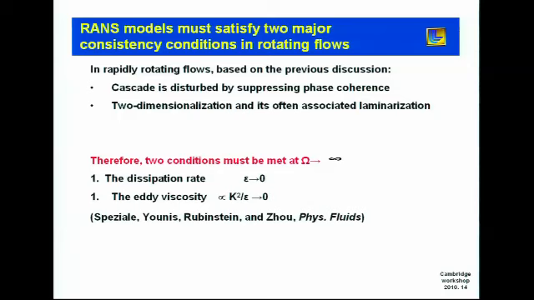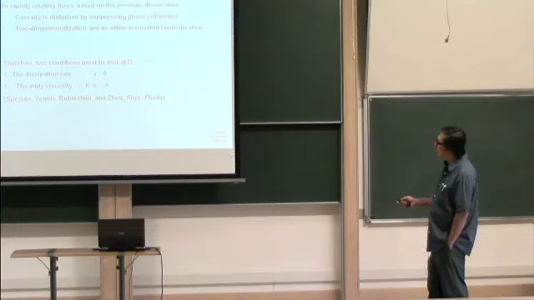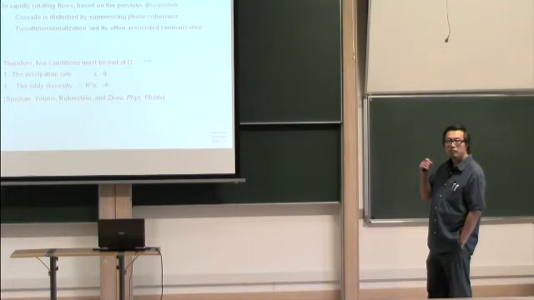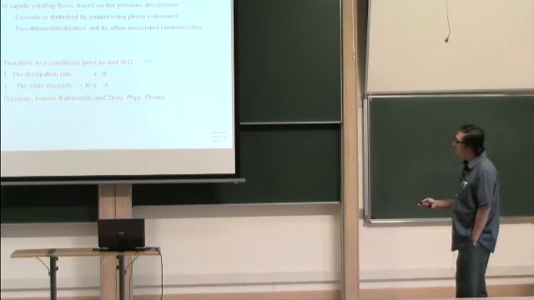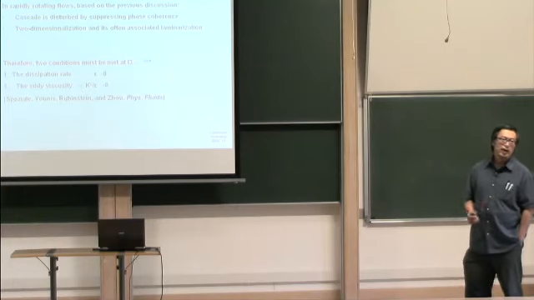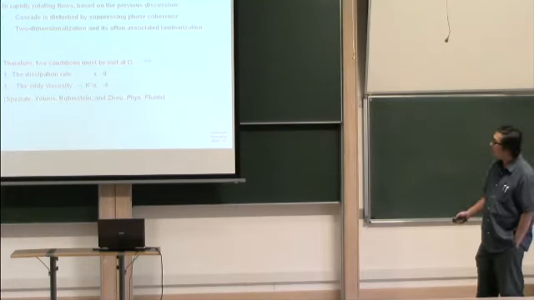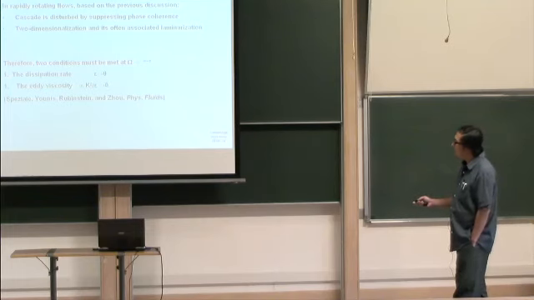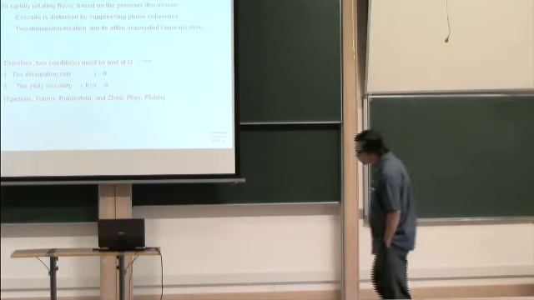When you translate these conditions into the turbulence models, the dissipation rate of the flows from the large to the small scales needs to go to 0. And also, as I indicated, for the models, the eddy viscosity depends on how strong the rotation is, and also needs to go to 0 when you take the limit of omega going to infinity.